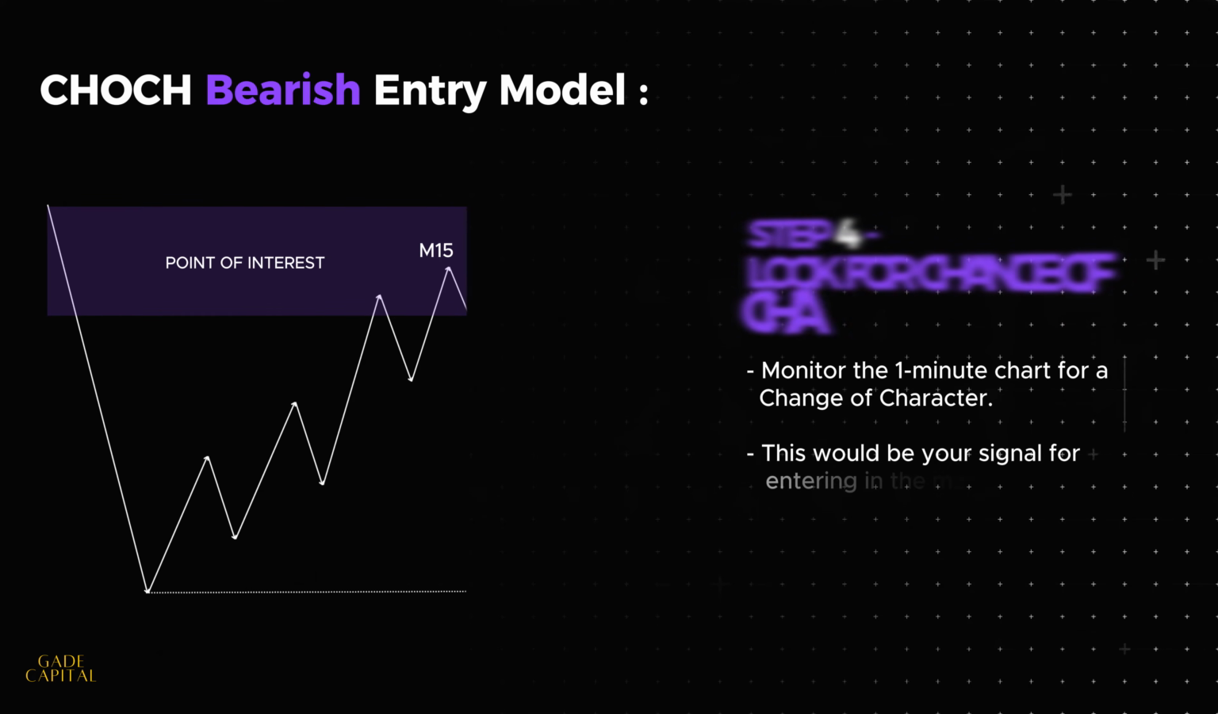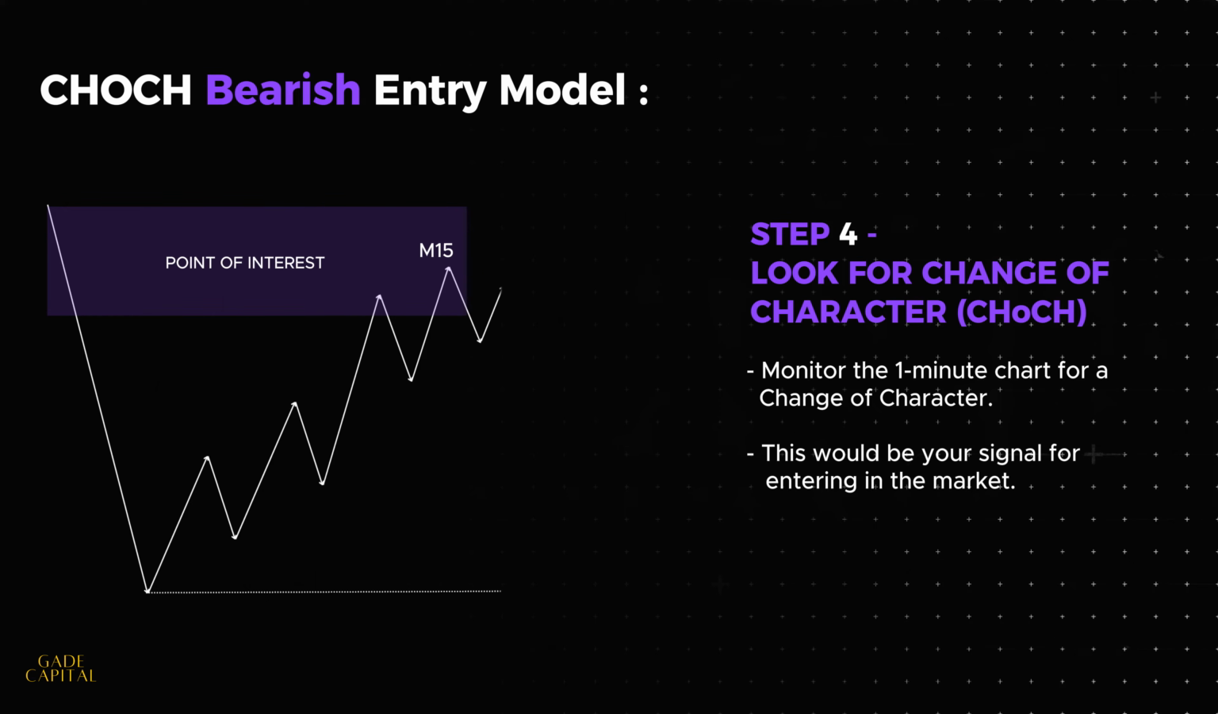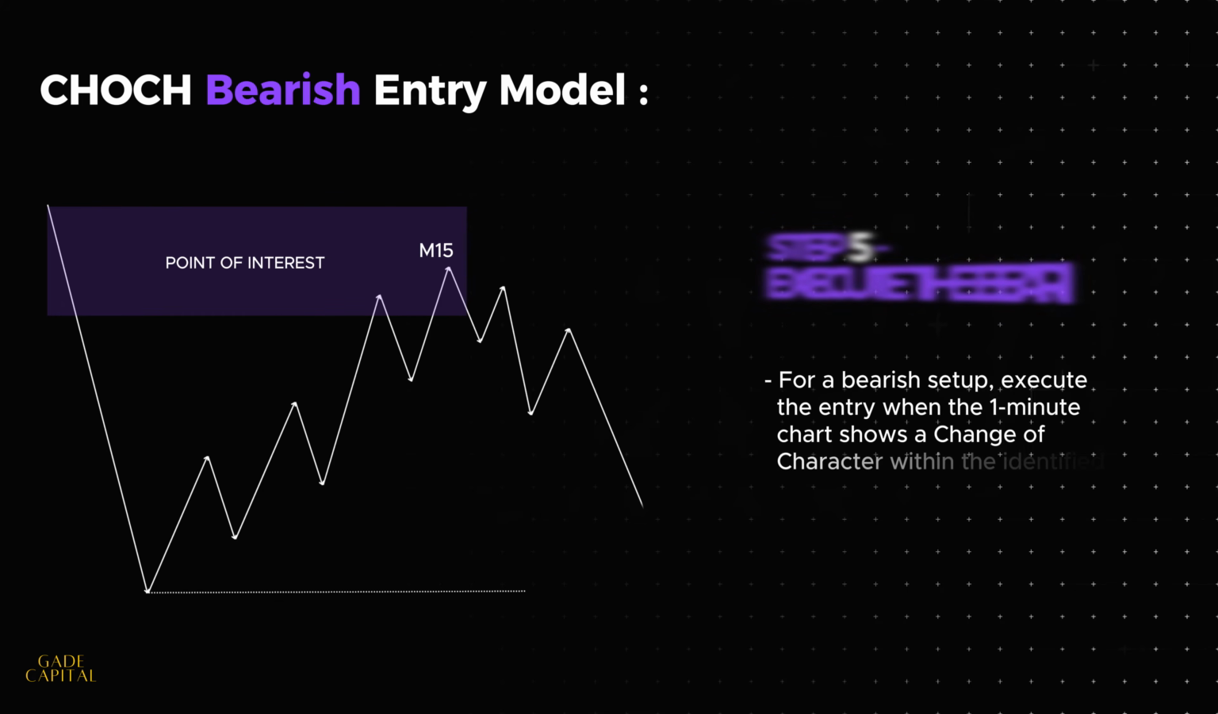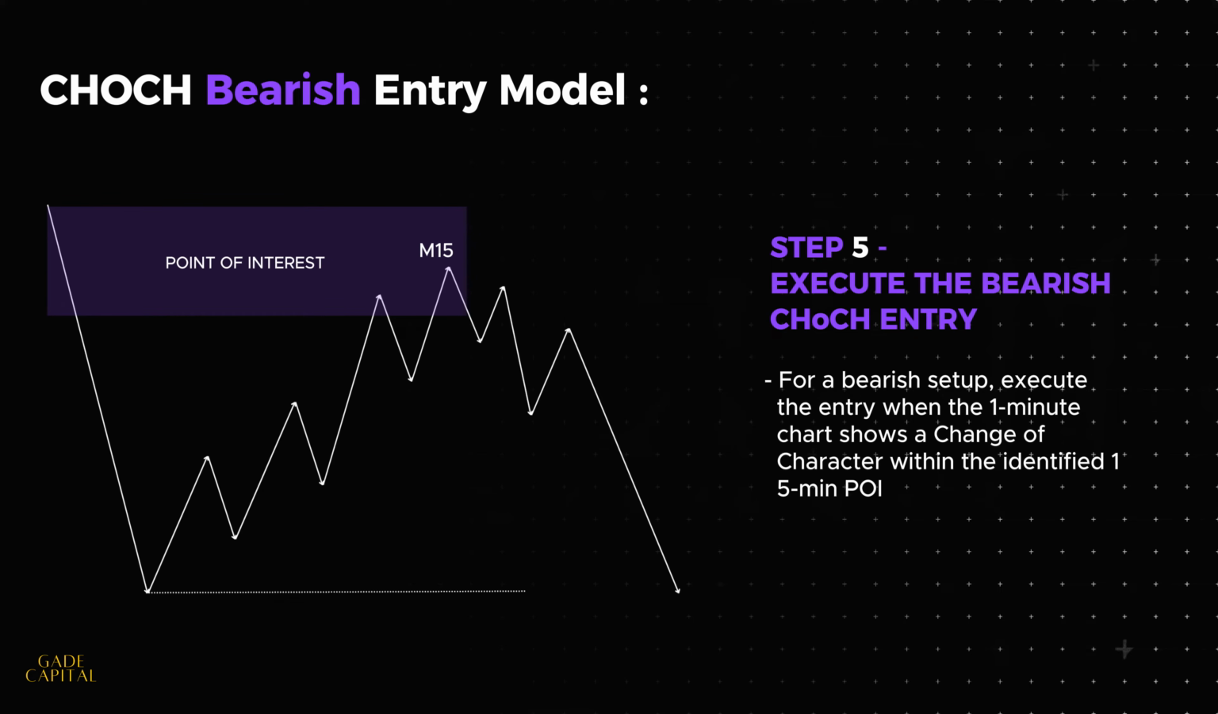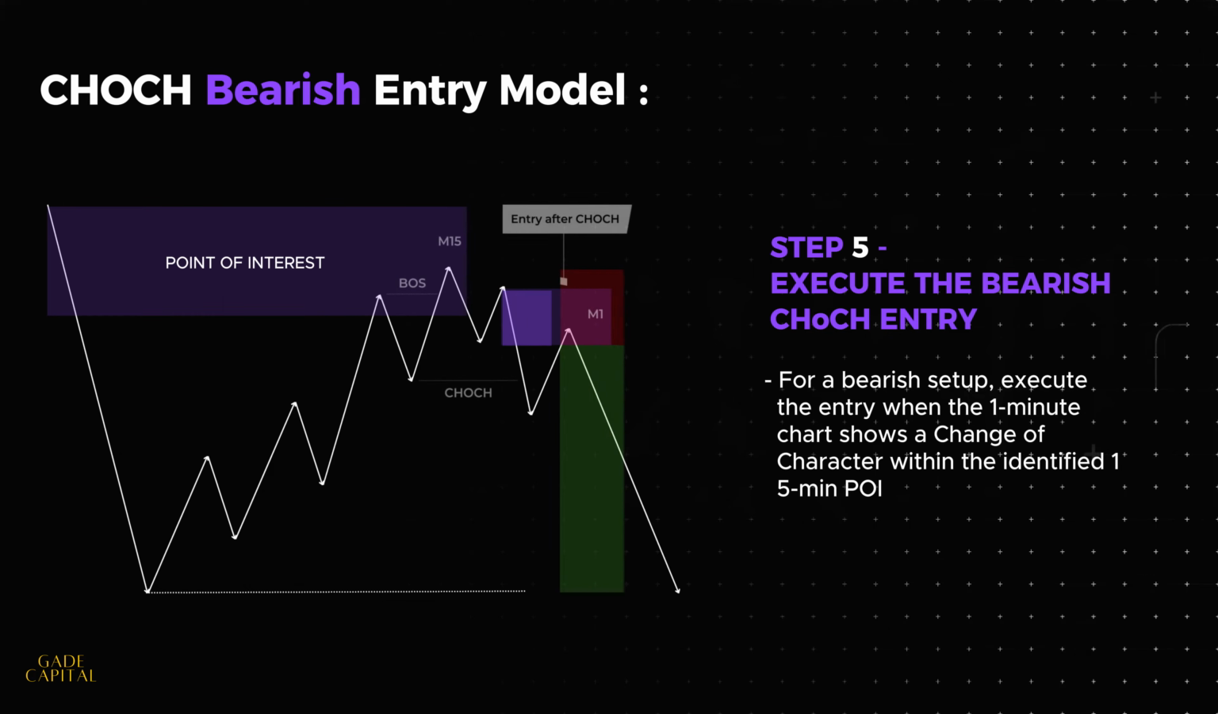In step 4, we will look for change of character. Now we will monitor the change of character on 1 minute, and this will be our signal to enter the market. For the bearish change of character entry model, we need to look for an order block or FVG in that leg. So our entry will be on the 1 minute time frame. We will use our FVG or order block for entry. We will put our stop loss above that lower high, and our target will be the sell side liquidity or the next low.